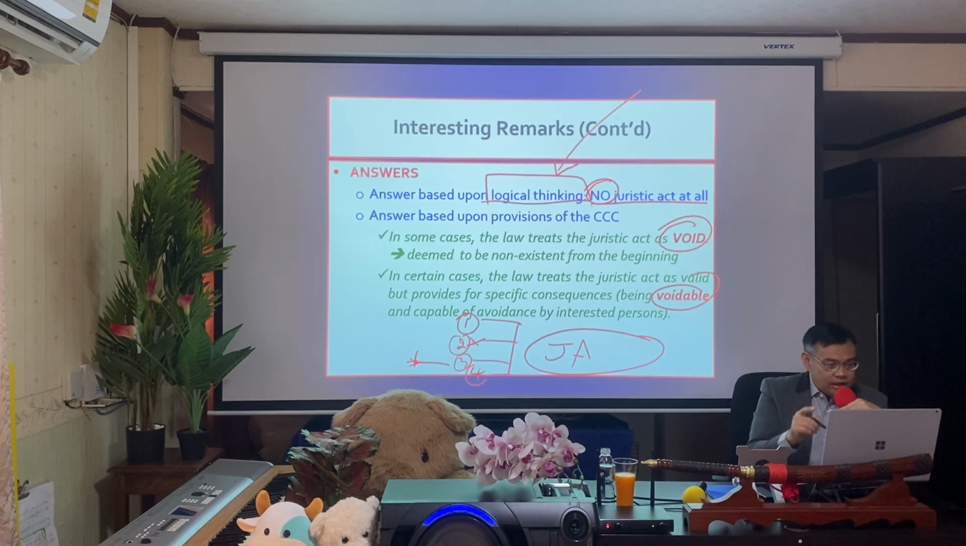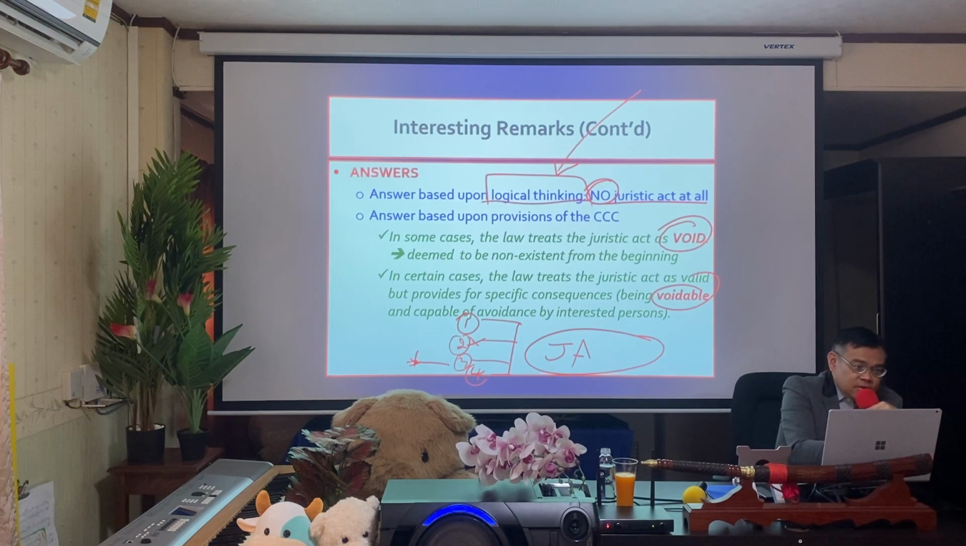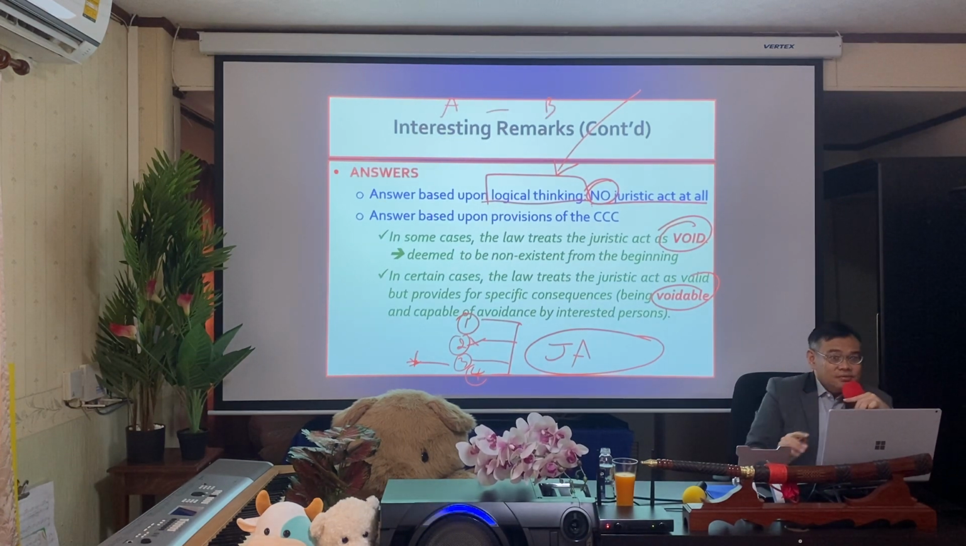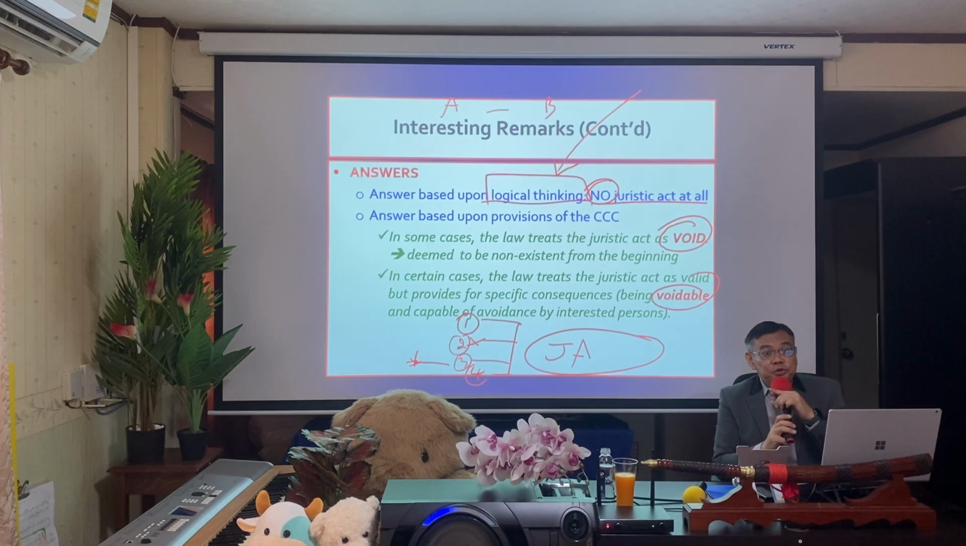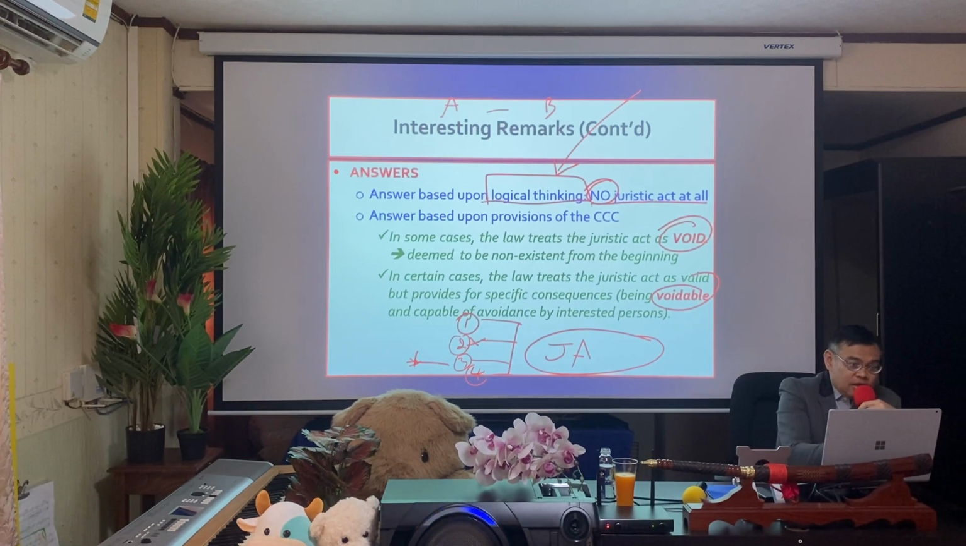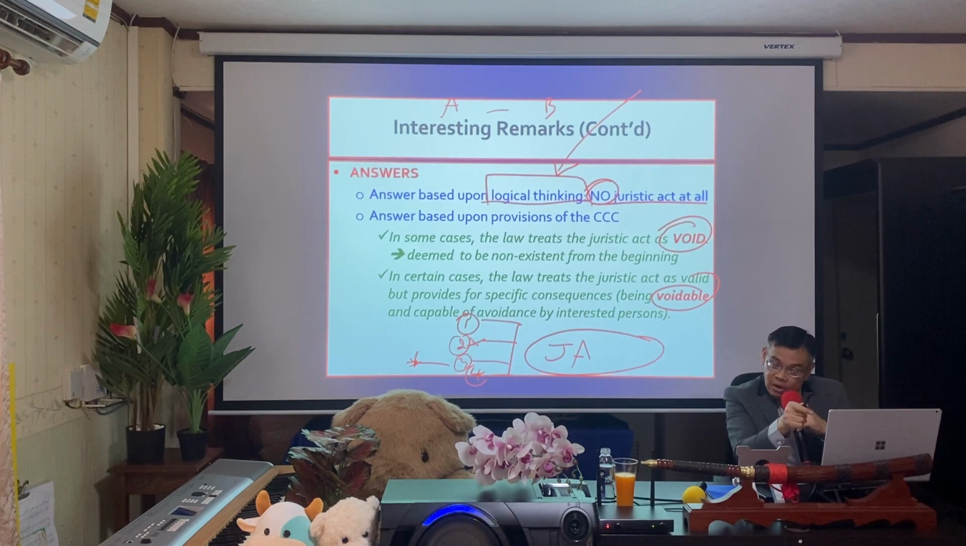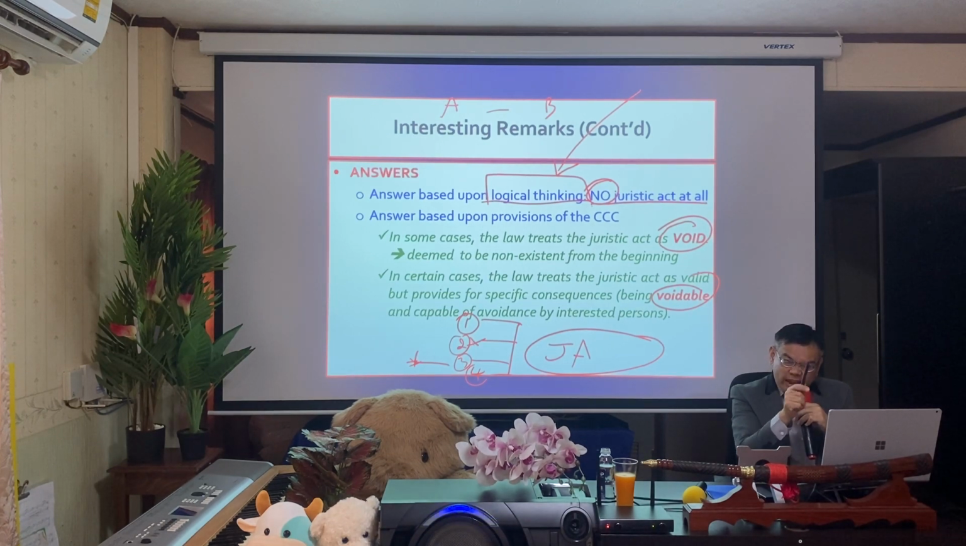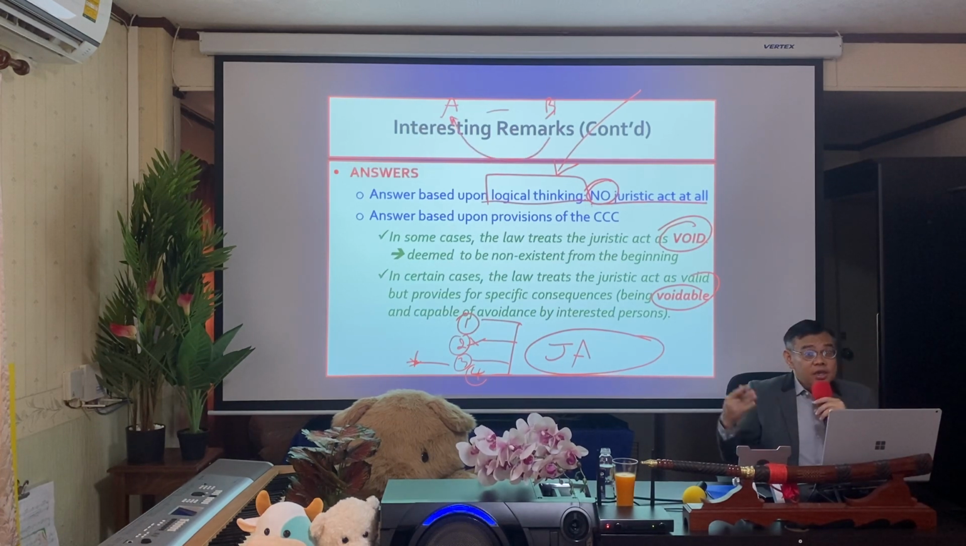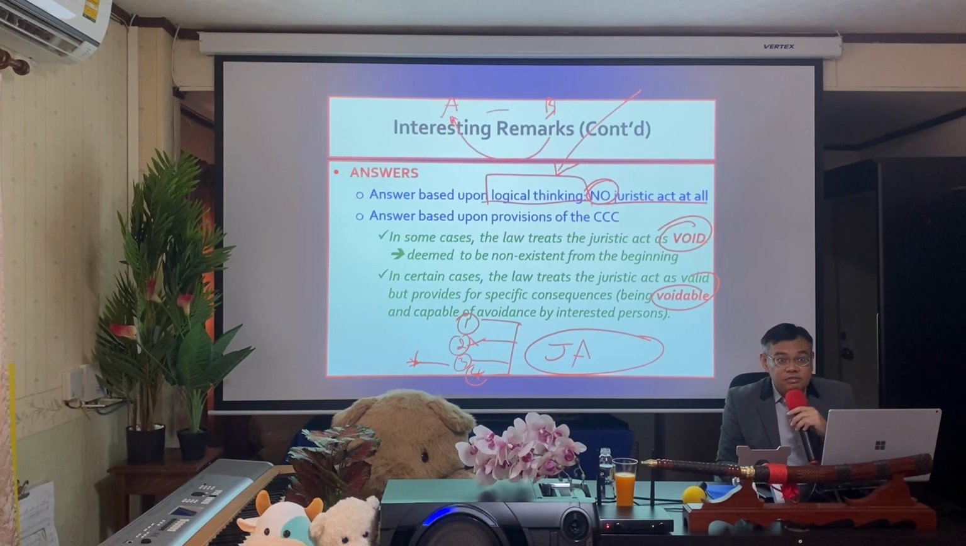So I'll give you an example. Let's suppose that A forces B to sell B's car to A. B has a car, and A says, well, B, I want your car. If you do not want to sell your car to me, I'm going to attack you very seriously. B is afraid of this threat, and B sells his car to A. You can see that in this case, B is not willing.